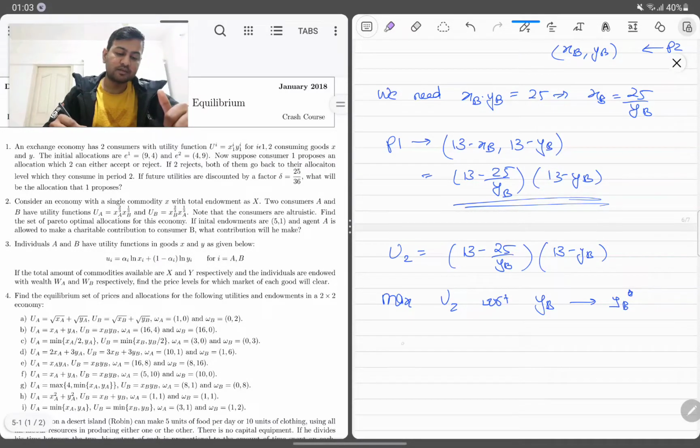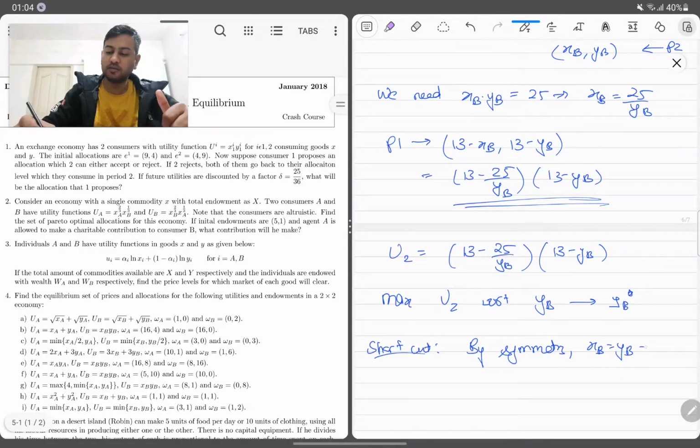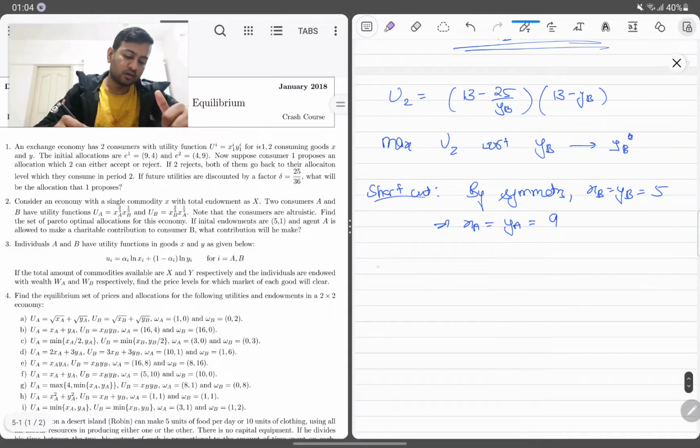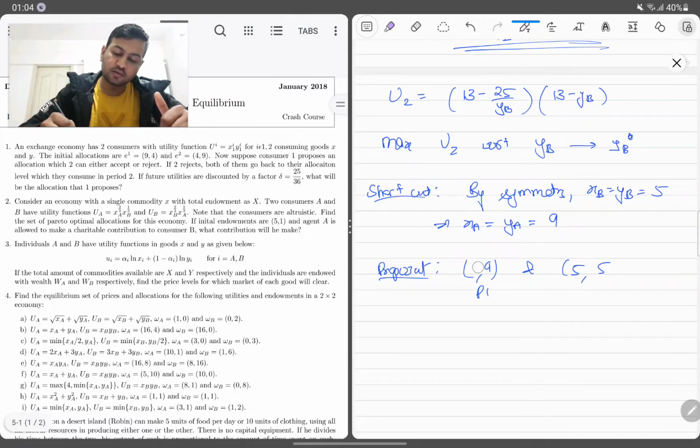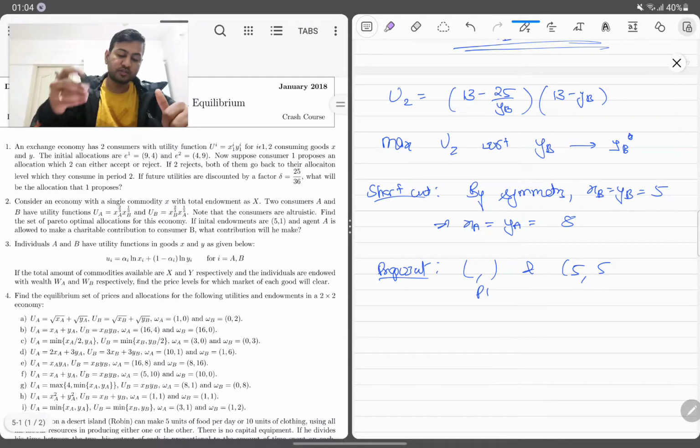But notice that here we have a symmetric situation. So a shortcut would be that by symmetry, xb must be equal to yb, which must be equal to 5, which implies xa must be equal to ya, which must be equal to 8. So the proposal will be 8 comma 8 for player 1 and 5 comma 5. Okay, total is 13 units for each good. So when you remove 5 you get 8 units.